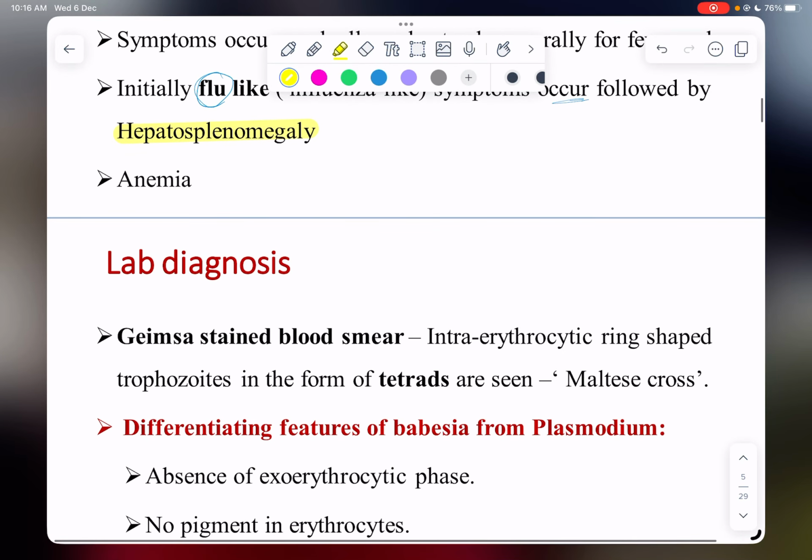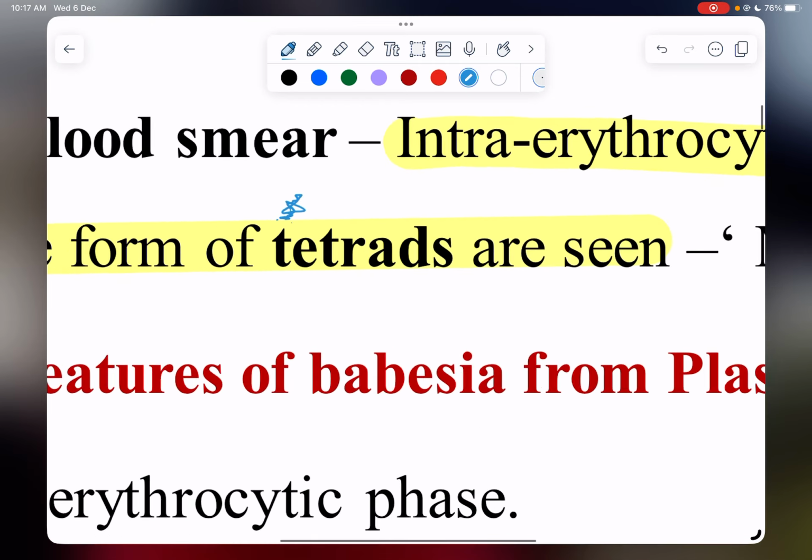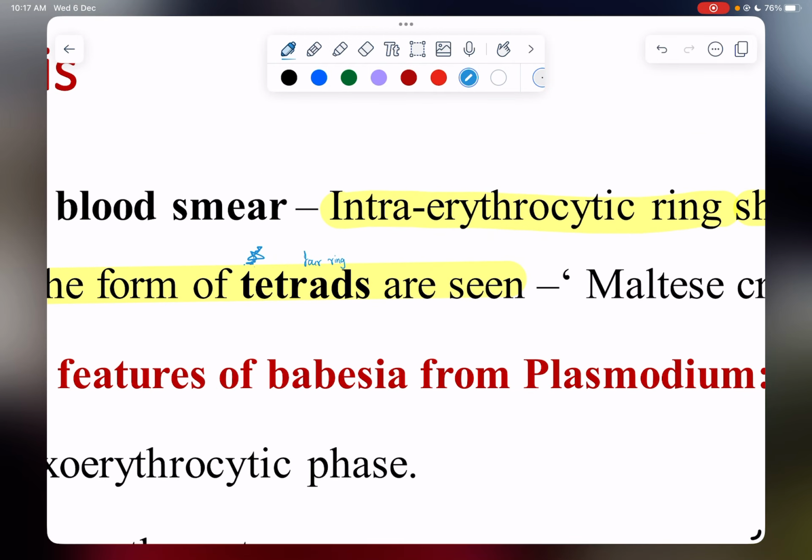Then you make a blood smear, and you stain it, and you see the intraerythrocytic ring shapes. It is very important. You had a lecture on malaria? Yes. When you're diagnosing these infections, it is important to see the rings inside the RBCs. Outside the RBCs, yes, but the confirmatory or the diagnostic feature is the presence of these rings inside the RBCs. They are arranged in the form of tetrads. Tetrads means four. They are arranged in the form of four, a special sort of arrangement which is known as the Maltese cross. I'll show you the picture. Maybe you can understand from the picture.